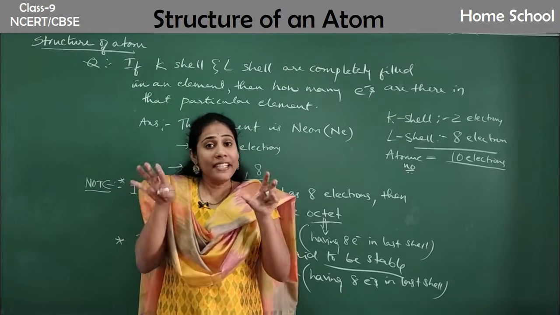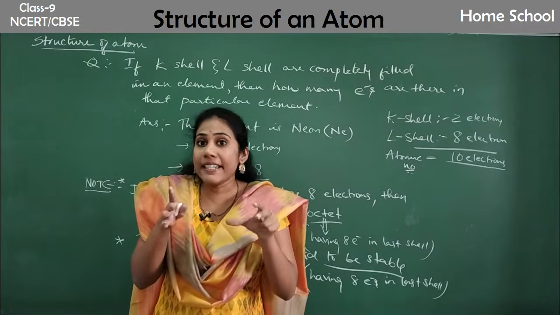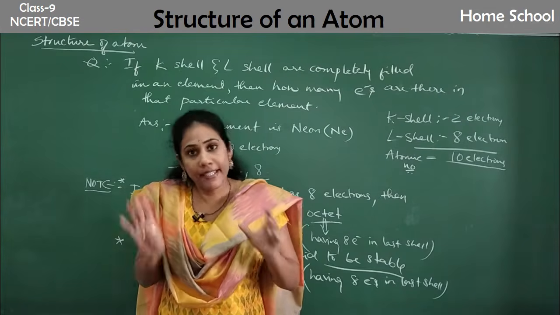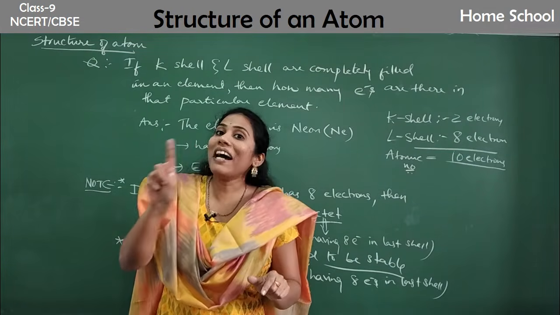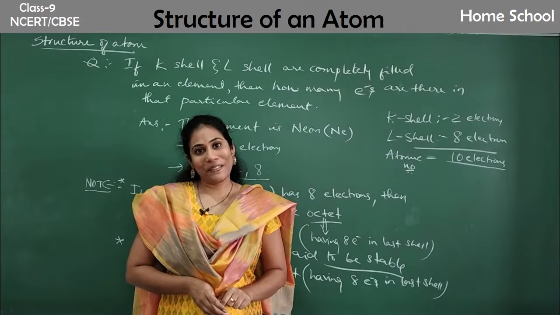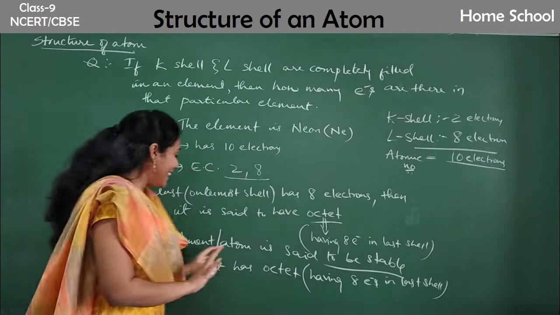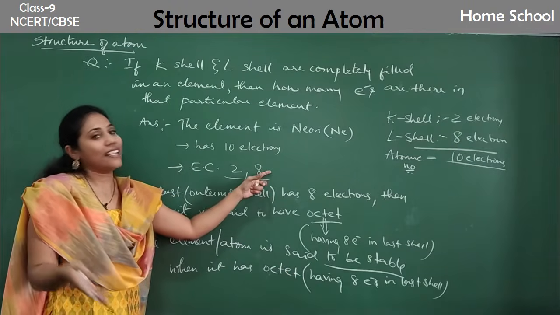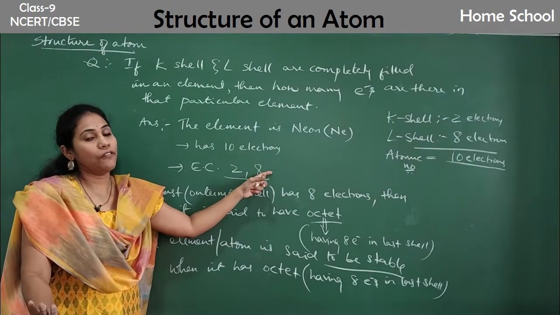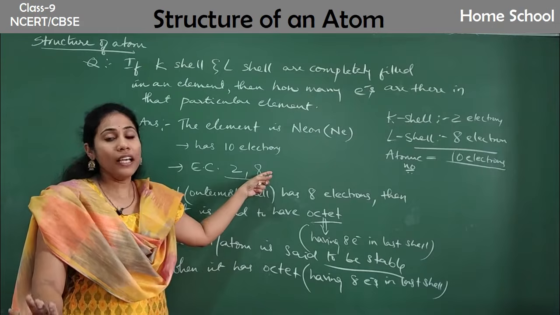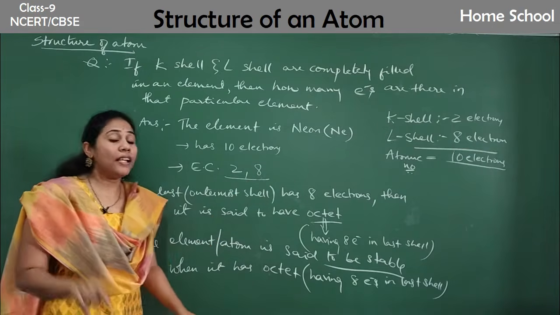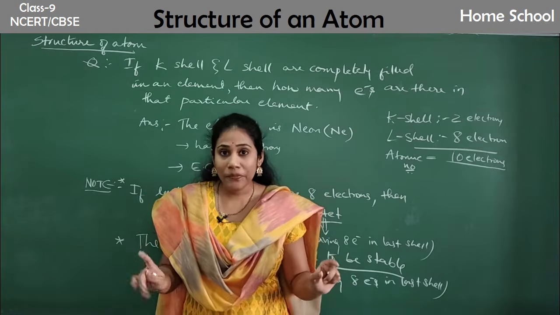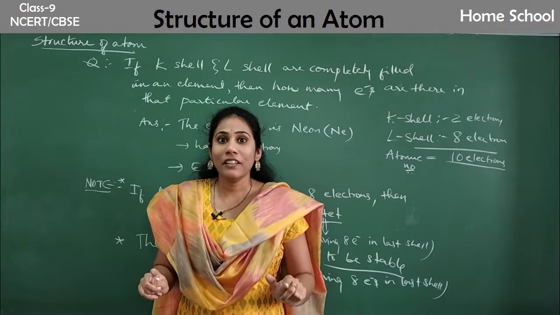So when something is in a state of happiness, that means when something is already stable, it will never undergo a chemical reaction. Clear? When do you say an atom is stable? When it has 8 electrons in the last shell. That is the rule for telling stability. So when something is stable, it will not undergo any chemical reaction. Keep this in mind. Okay?